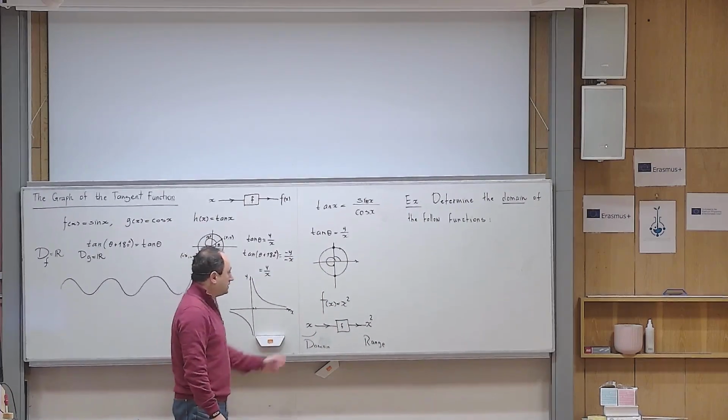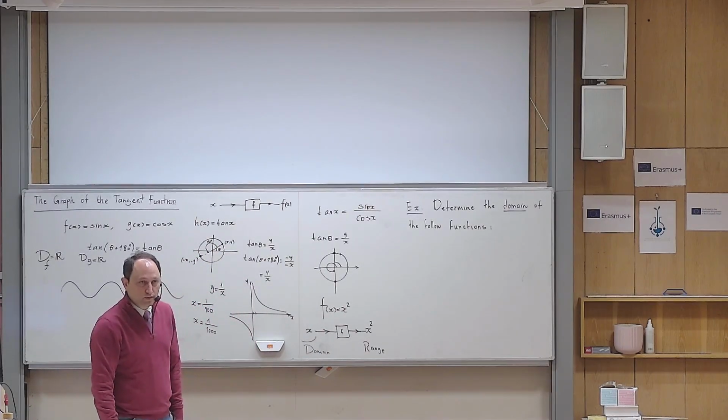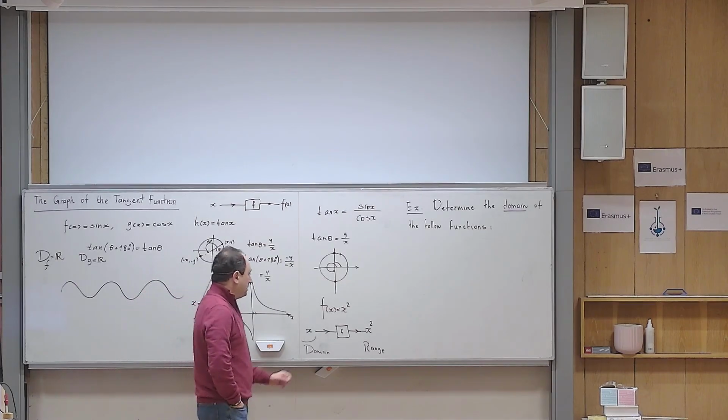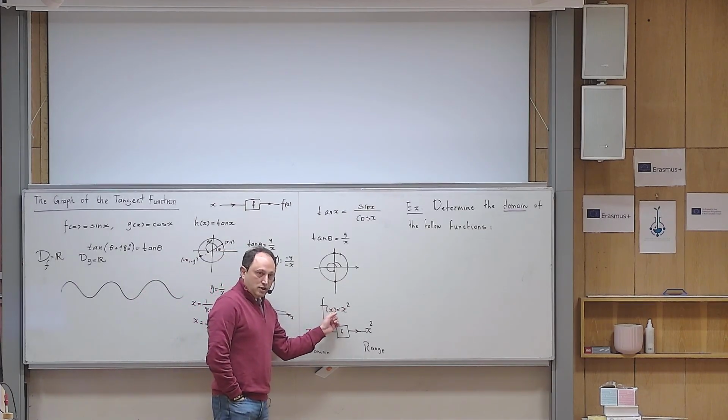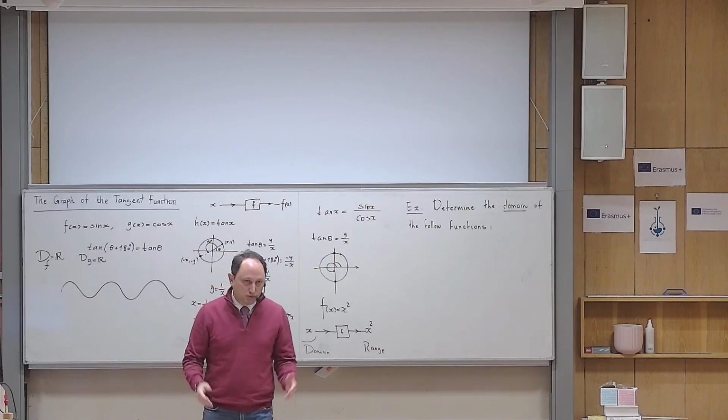So for example, what is the domain of this function? F of x equals x squared. When I ask this question, I mean, is there any limitation for the inputs that I can provide for this machine? Of course, in the set of real numbers, I do not have any limitations.